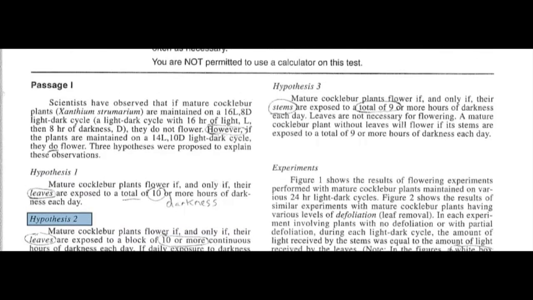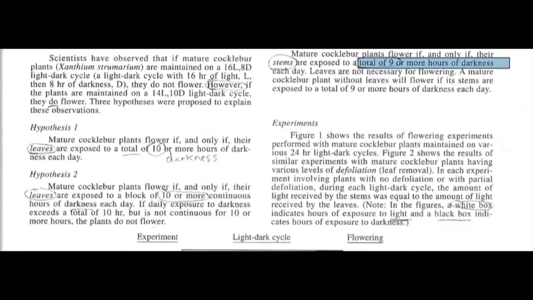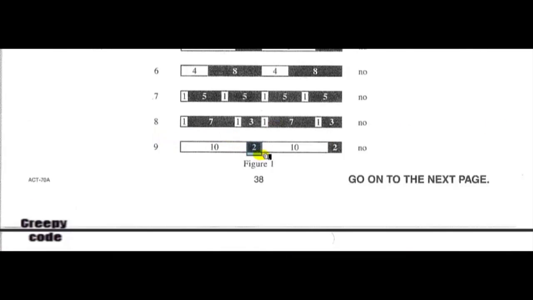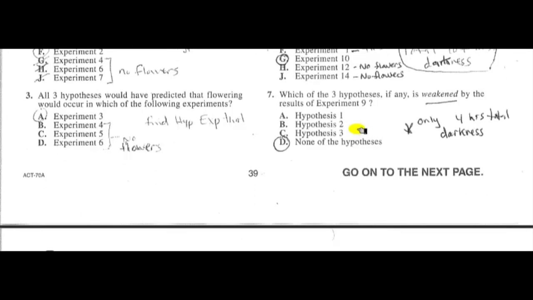And if we go up to hypothesis 3, it says mature cocklebur plants flower if and only if their stems are exposed to a total of 9 hours or more of darkness. Remember, what we saw here in experiment 9, we did not see anything close to 9 hours. We saw 2 and 2, a total of 4 hours of darkness, so that would not weaken hypothesis 3 as well. So when we come back down to problem number 7, do the results of experiment 9 weaken any one of these hypotheses? The answer is no. They don't weaken any of them. 7 is D.